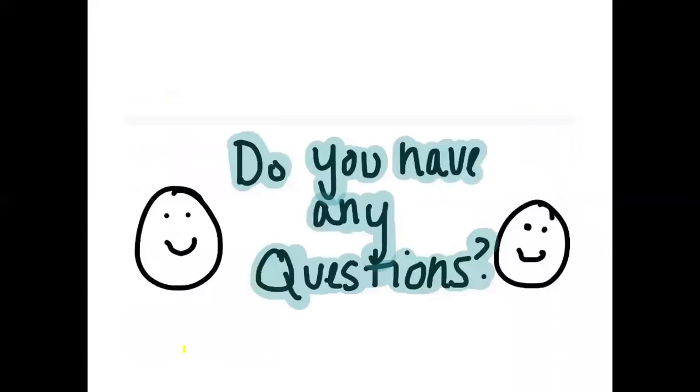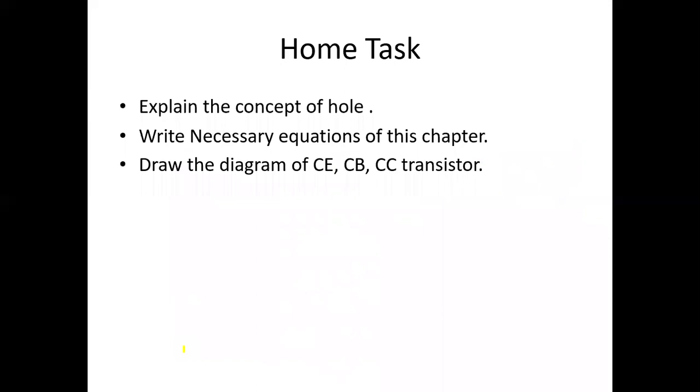I think you may have some questions regarding our topic, and if you find any difficulties, then ask me in our class time. These all are the home task for you: you have to explain the concept of the equations of this chapter, and draw three diagrams, that is common base, common emitter, and common collector transistor.